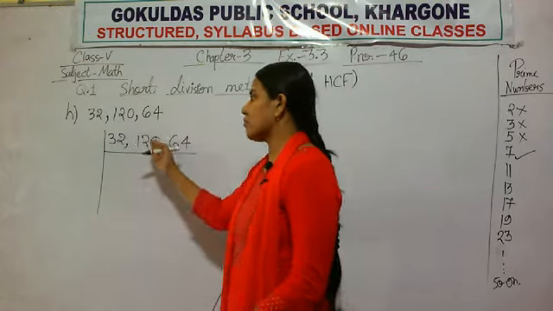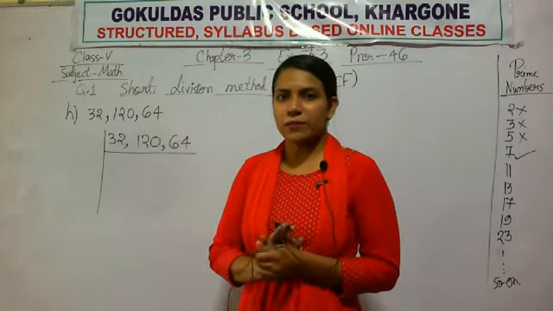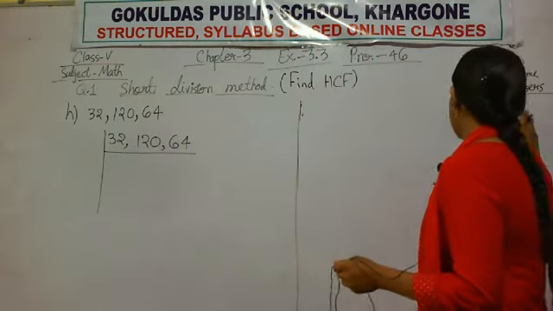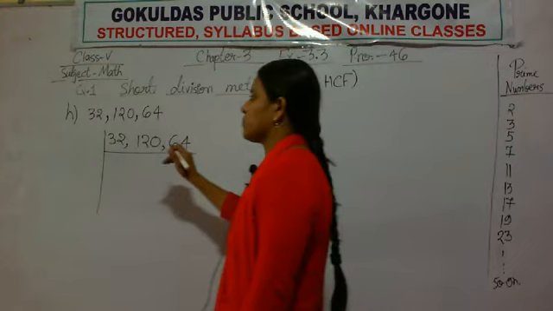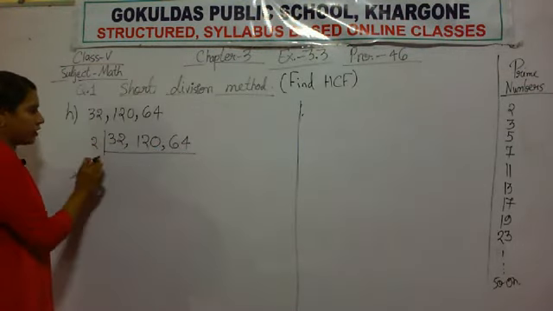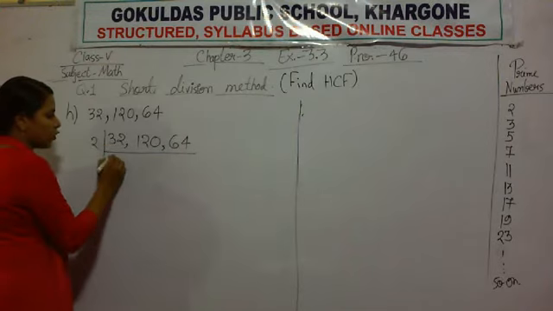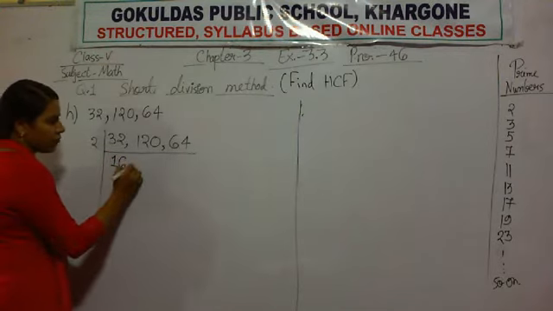So all the given numbers are even. So definitely we will divide them by the smallest prime number, that is 2. When we divide, you can do it in rough work. When you divide 32 by 2, your answer is 16. Then comma, so I am putting a comma.